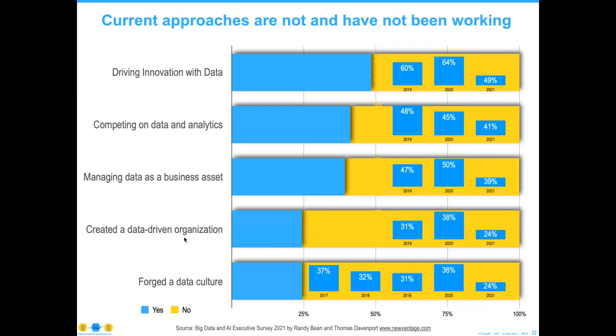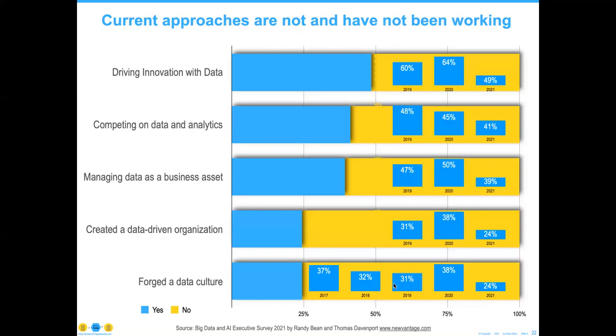Are you creating a data-driven organization? 24%. Last year, 38% reported. The year before that, 31%. I don't know. Was 2020 an optimistic year? Let's not go there. Have you forged a data culture in your organization? Once again, 24%. Last year, 38%. The year before, 31%. Again, most organizations aren't doing this, and there's an important concept around this.